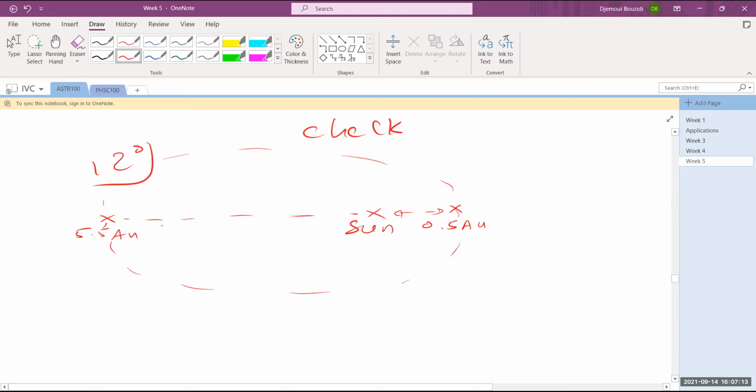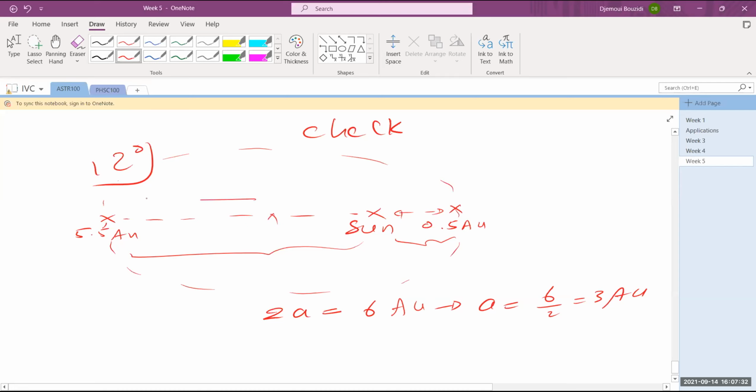This distance from the aphelion to the perihelion is 2a. And 2a is clearly equal to 5.5 plus half. So that's 6 astronomical units. From here, I can find a, which is 6 over 2, which is 3 astronomical units. Now, this is a, which is just this distance from either point. It's the same one. So it's 3 astronomical units this way and 3 astronomical units that way.